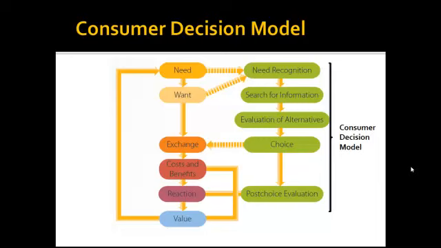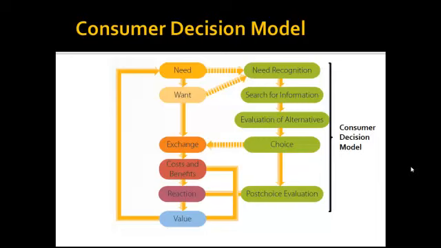Step 2. After searching for information about potential solutions and not making a decision yet about which one's best, according to this simple model, they'll then take the best potential solutions and evaluate them to figure out which one is the best. And then from there, they'll make a choice and then actually go out and purchase it.